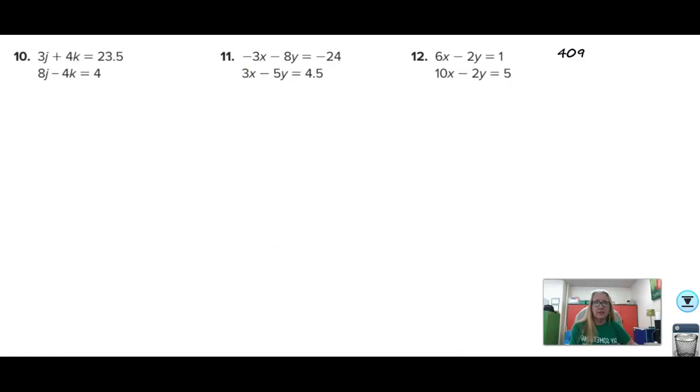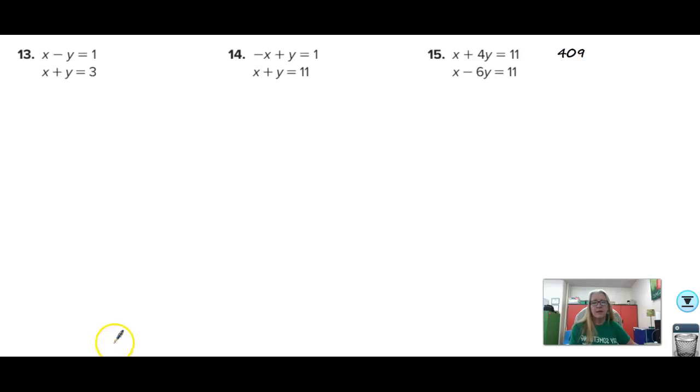So there are many more of these for you to enjoy, but you can tell in each case, like this one, you don't have to change anything. The 4k's are opposite signs. This one, you don't have to change anything. The 3x's are opposite. This one you will have to change because the 2y's are both negative. So you'll change the sign of everything in this lower equation.